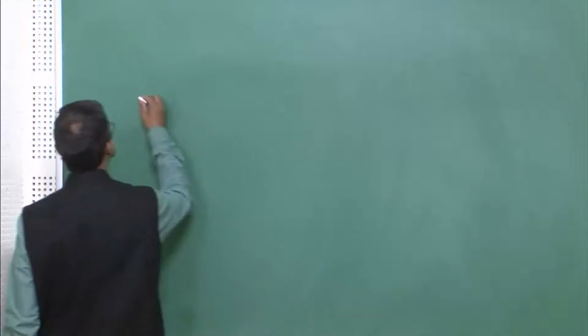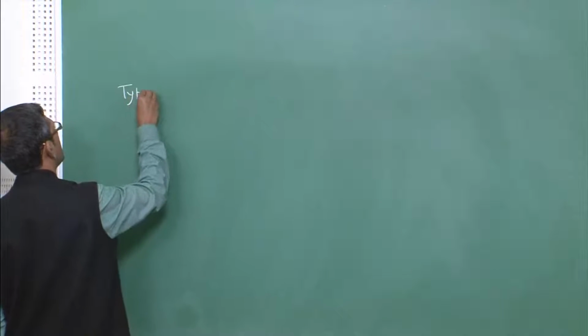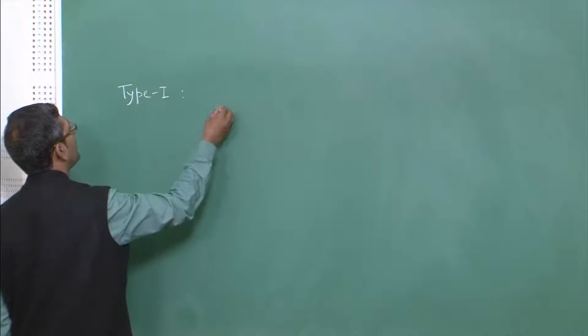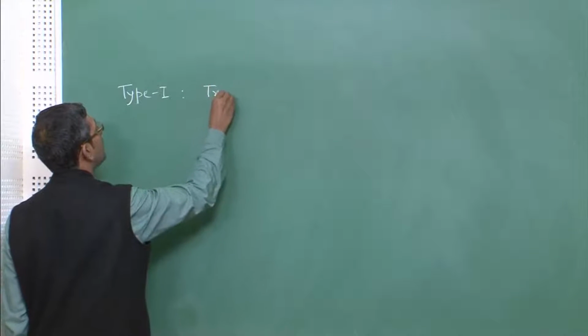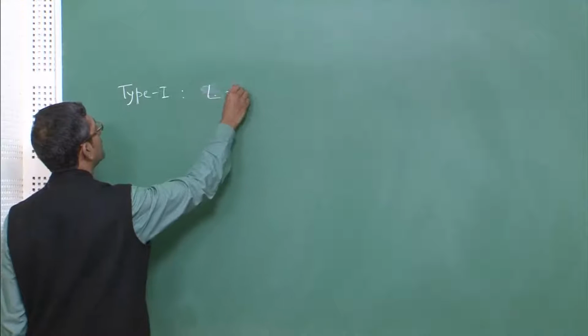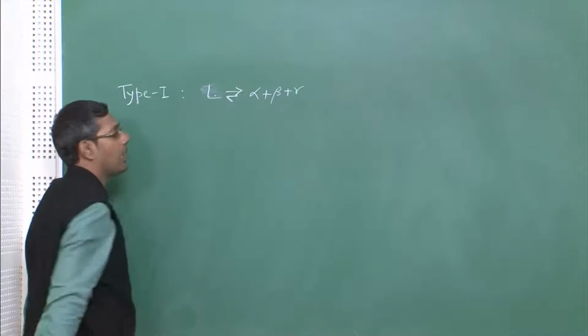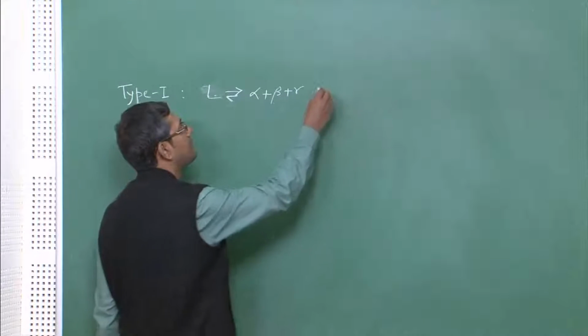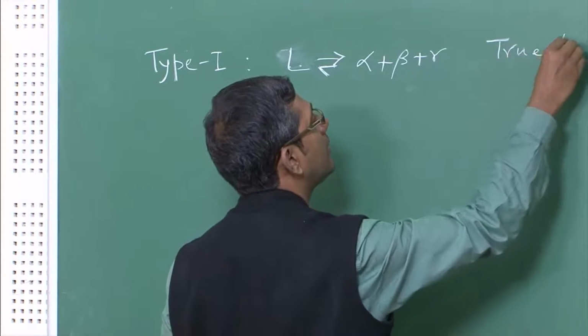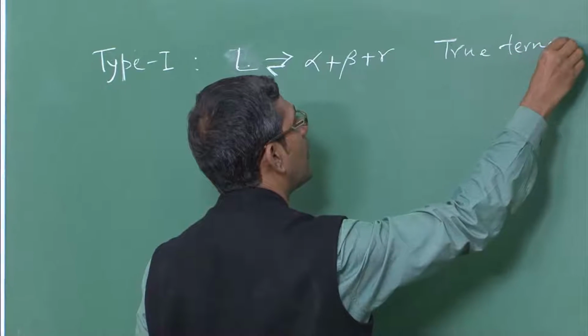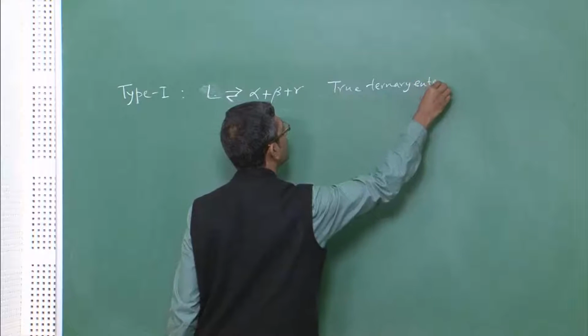The first specific case, which I discussed in the last class, let me just write down. The first specific case is type 1, 4-phase equilibria in a true ternary system, or let me write down the reaction first. Liquid going to alpha plus beta plus gamma, where alpha, beta, gamma are solid phases. This is the true ternary eutectic. Why is it a true ternary eutectic?